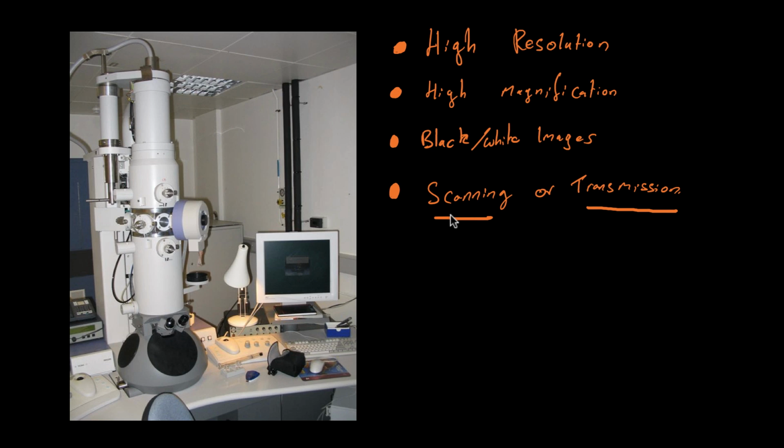On the other hand, a transmission electron microscope actually fires electrons through the sample in one direction, and you end up with a flat 2D image, just like you would normally get from a light microscope, except it's going to be way more detailed because you have such a higher resolution.